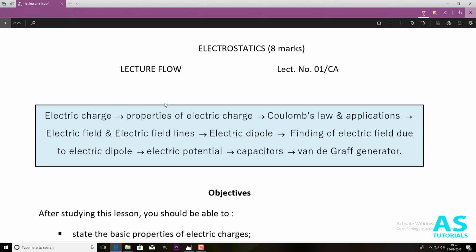First we have electric charge, and this will be followed by properties of electric charge. Then we have Coulomb's law and applications, and this is followed by electric field and electric field lines. Again, this is followed by electric dipole, and next we have finding of electric field due to electric dipole, and this is followed by electric potential, and next we have capacitors and Van de Graaff generator.